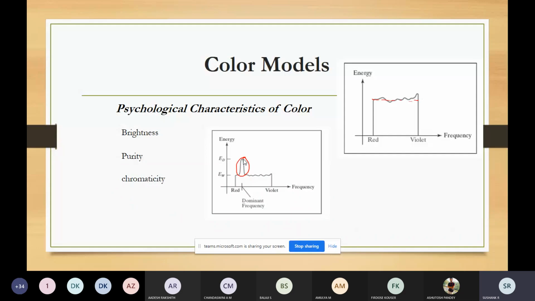Here, if it was like this, you would have got the white light. You would have got the white light only if it was like this, that is, if this part was not present. Since this part is present, this is the dominating frequency here. Since it is a dominating frequency, we can get a color which is close to red, or some other color next to the red, which has a very high level of purity.